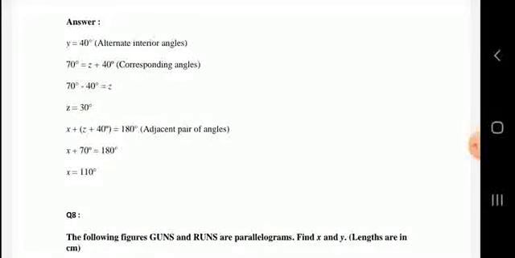So x plus z plus 40 degrees will be 180 degrees. So therefore x plus 70 degrees is equal to 180 degrees, as z is 30. So 30 plus 40 is 70 degrees. So x plus 70 degrees is equal to 180 degrees. So therefore x is equal to 180 minus 70. So therefore x will be 110 degrees.